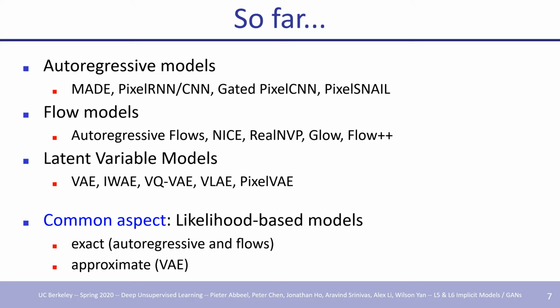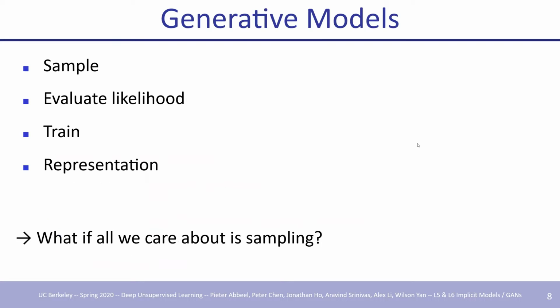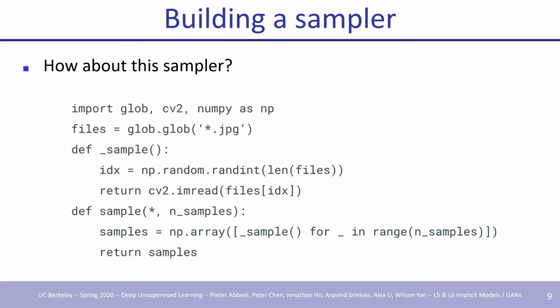Okay, let's go to the next slide. In generative models, we care about sampling. We evaluate the likelihood, we do the training, and then we do the representation. But if all we care about is sampling, if we just want to create new images in the same distribution, we don't really care about the likelihood, right? And that's exactly what GANs serve.